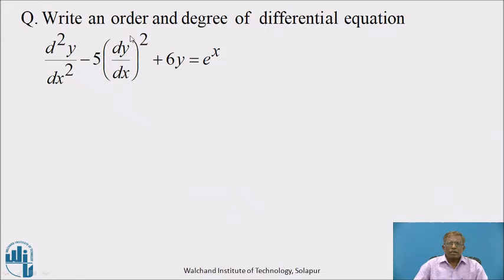Question is, write the order and degree of the differential equation d square y by dx square minus 5 into dy by dx whole square plus 6 into y is equal to e raised to x. Come back. I hope you have written the answer to this question. Let us see the solution.